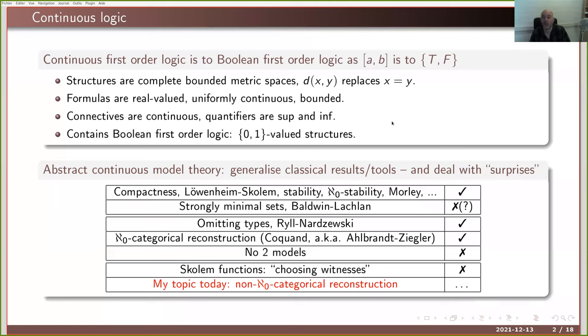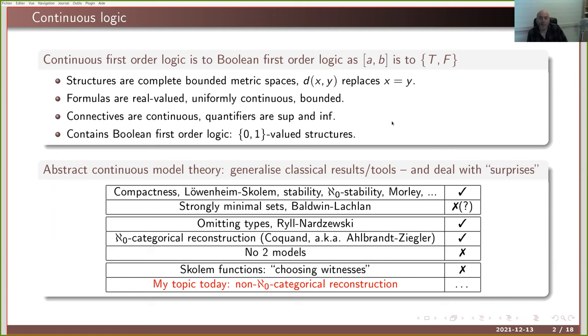Structures are then metric structures, they are bounded, complete, that's a technicality, and formulas are real valued, uniformly continuous with respect to the distance and bounded, because values are in a compact set. Connectives are continuous, and then we have quantifiers: instead of for all and there exists, we have sup and inf. It looks similar but different, but in fact it's an extension, because you can put all of standard Boolean model theory inside continuous model theory just by considering 0-1 valued structures. I always get somebody angry at me for this, but 0 is true, 1 is false. That's not very important.